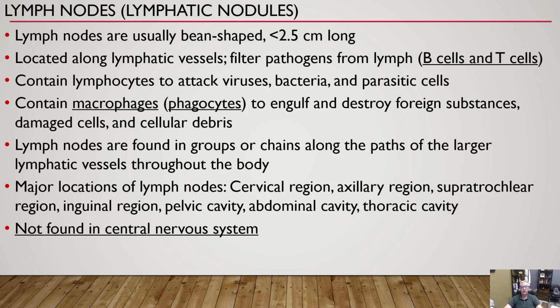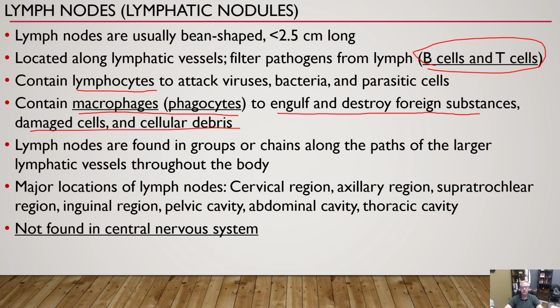And so your lymph nodes contain these lymphocytes. Lymphocytes, remember, are a type of white blood cell. So those are going to be your B cells and your T cells to attack viruses, parasites, bacteria. Your lymph nodes have these macrophages, remember, phagocytes that engulf and destroy any type of foreign substances, cellular debris, or damaged cells. We're going to find that lymph nodes are found in groups or chains along paths of larger lymphatic vessels throughout the body. We'll see that in a couple of slides.